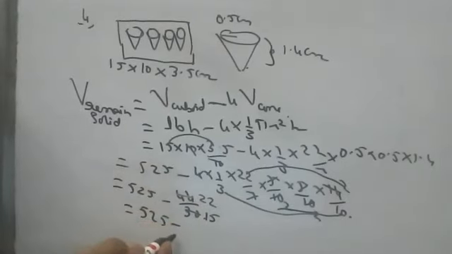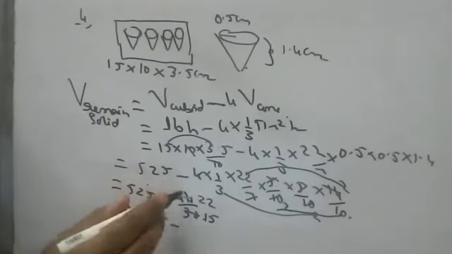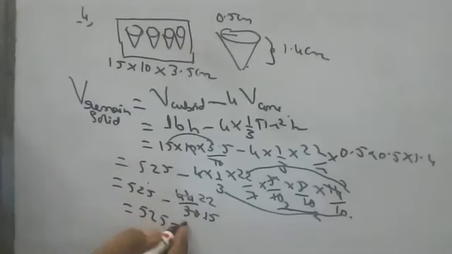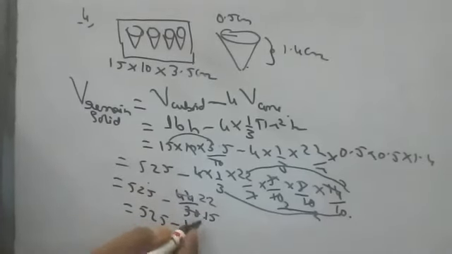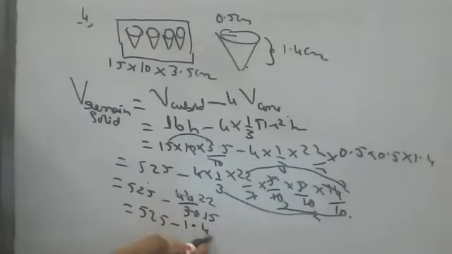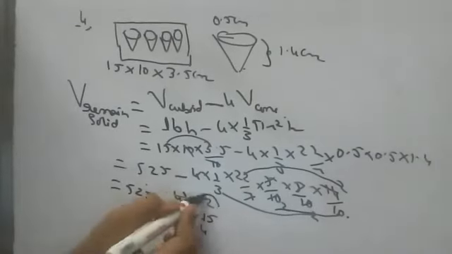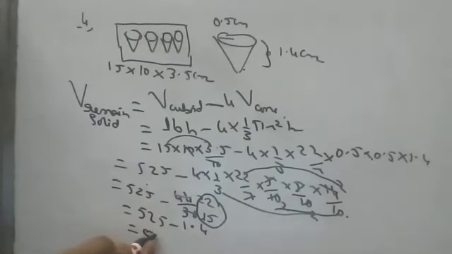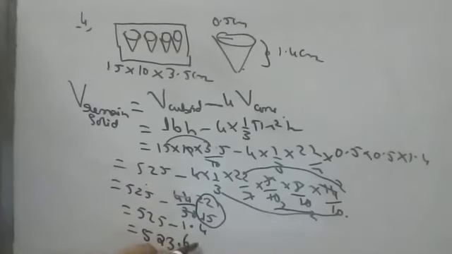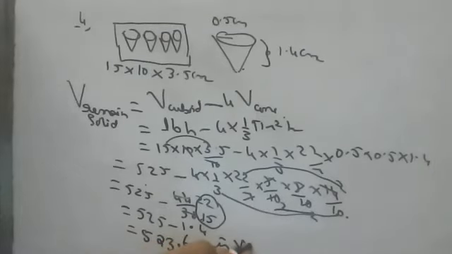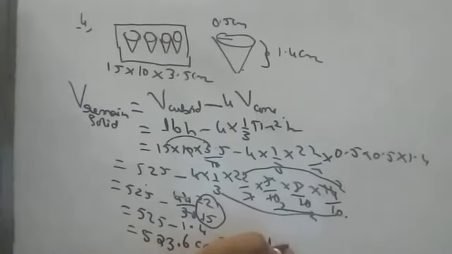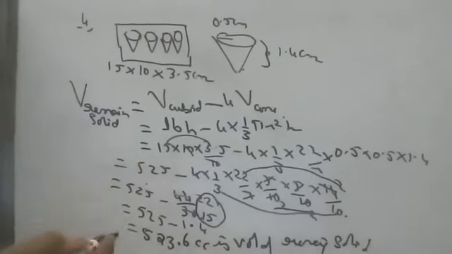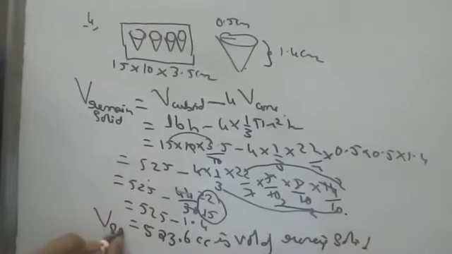Just do this, don't take LCM, don't multiply, don't subtract, again divide with 15. That is a big procedure. Just do 22 by 15, that is approximately 1.4. Just divide 22 by 15. 525 minus 1.4 is 523.6 cc, the volume in centimeter cube, of the remaining solid after taking away 4 cones.